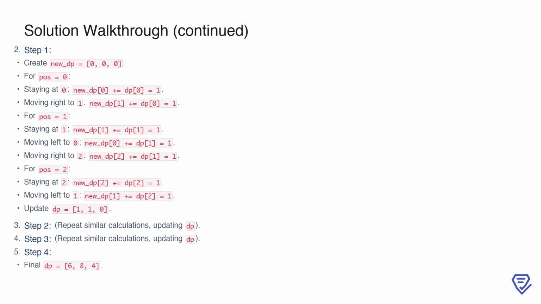At position 2, staying at 2 adds dp[2] to new_dp[2], and moving left to 1 adds dp[2] to new_dp[1]. After updating dp based on these calculations, dp becomes [1, 1, 0]. The process for steps 2 and 3 involves similar calculations, updating dp at each step. After the fourth step, the final dp array becomes [6, 8, 4], which represents the number of ways to be at each position after all 4 steps.